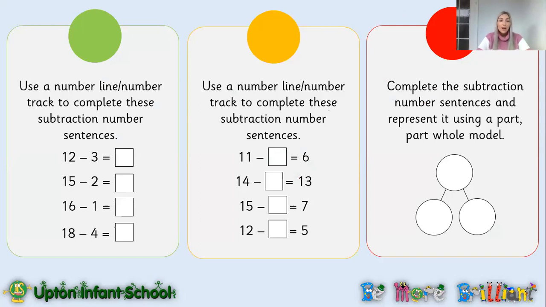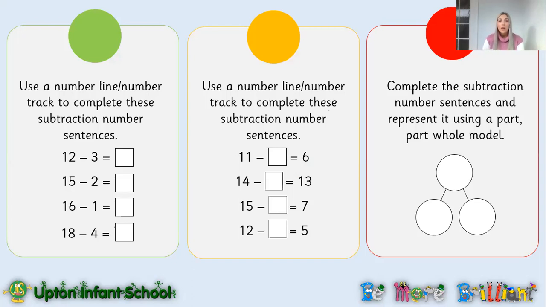sentences. So the first one is 12 take away 3 equals. The next one is 15 take away 2 equals. 16 take away 1 equals. 18 take away 4 equals. And that's the green challenge. Okay, so you are finding the answer. I want to know how many cars you had left in the car park.